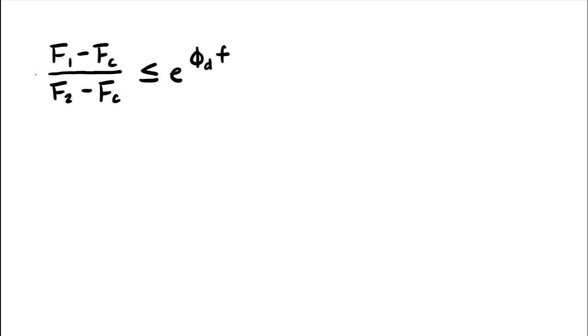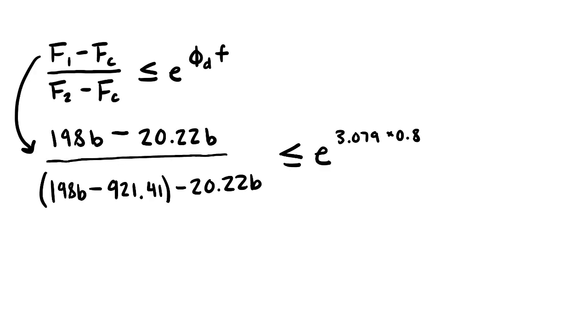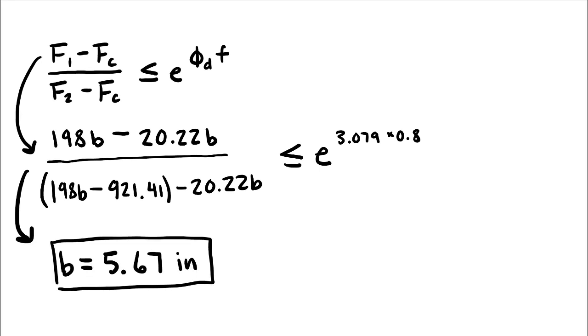Now we can apply the no-slip condition. The equation is F1 minus Fc over F2 minus Fc, which is less than or equal to e raised to the power of f times phi. Substituting the expressions for F1, F2, and Fc into the no-slip equation and simplifying, we find this expression. Cross-multiplying and rearranging terms, we solve for B and find it equals approximately 5.67 inches. Thus, the minimum belt width needed to prevent slipping is approximately 5.67 inches.